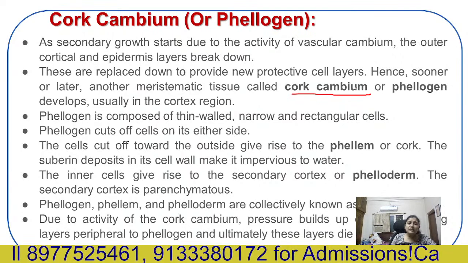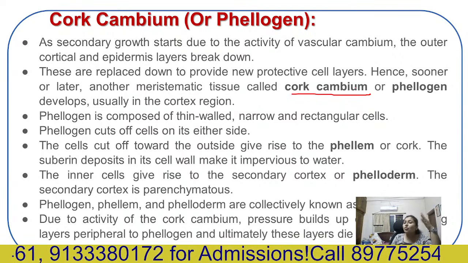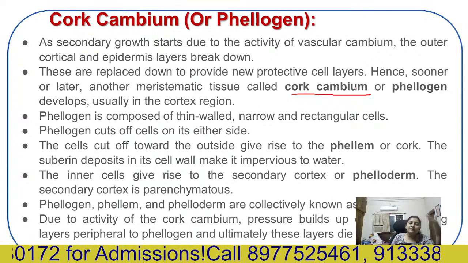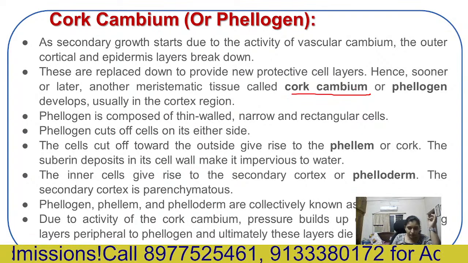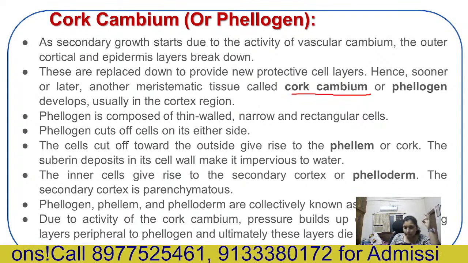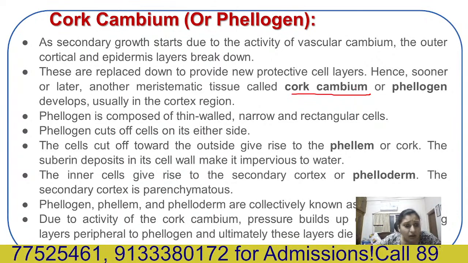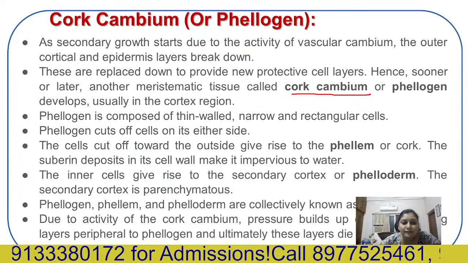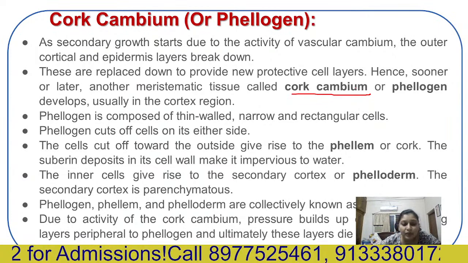If cells are cut off towards the outside, they give rise to cork or phellem. Suberin deposits in the cell wall make them impervious to water. The cells cut off inward form the secondary cortex, or phelloderm. The secondary cortex is parenchymatous. Now phellogen, phellem and phelloderm are collectively known as periderm.